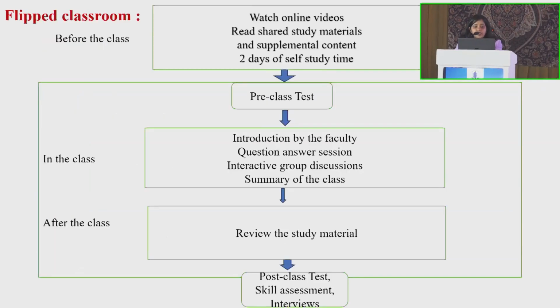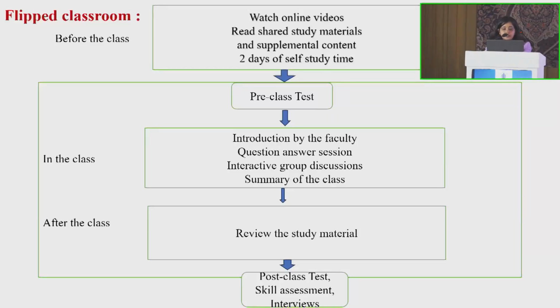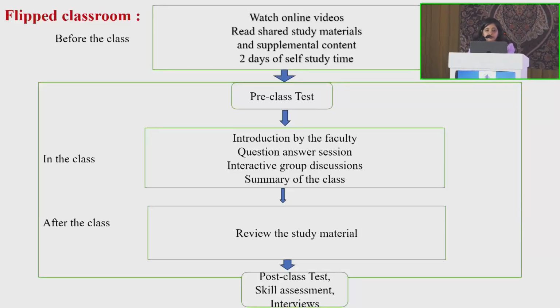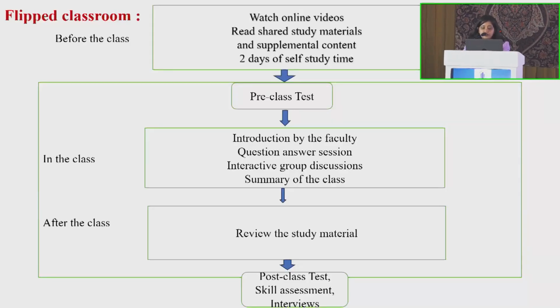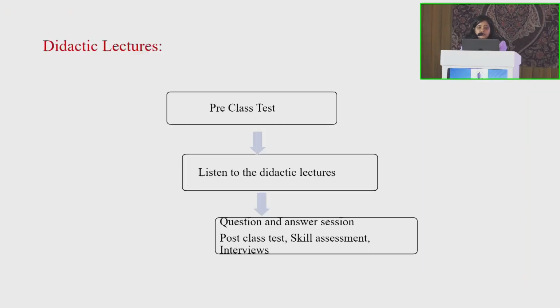So in flipped classroom, before the class, they were asked to watch online videos, share study materials and supplementary content, with 2 days of self-study time. Then in the class, there was a pre-class test, and then there was a question answer session and interactive group discussions. After the class was summarized, the study material was reviewed, and post-class test was done. So these are some examples of what could be shared.